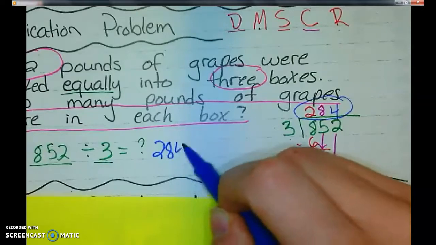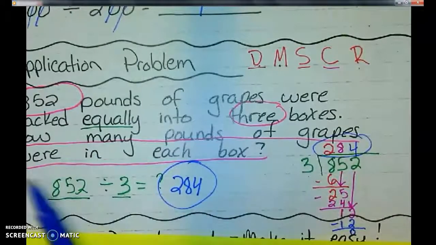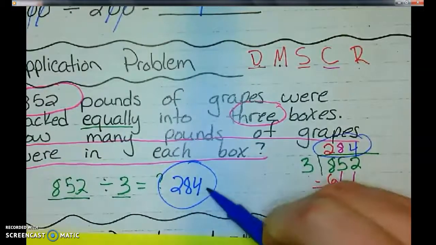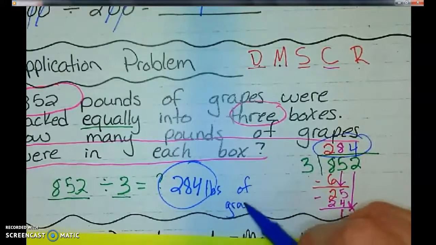So that means, how many pounds of grapes were in each box? In each box, there were 284 pounds of grapes.